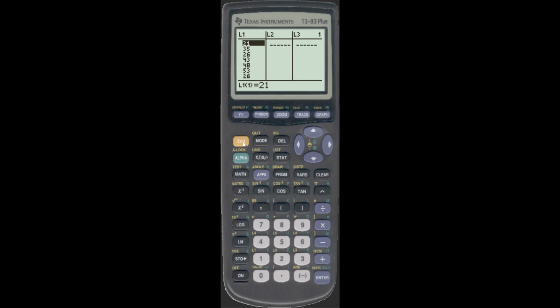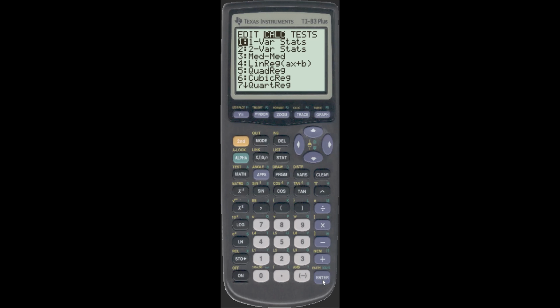Okay, the next thing is to quit. To quit, you hit second, quit, and you go back to your home screen, which you might think, why did I enter all the data? You enter the data, then you evaluate the data. To do that, you go to Stat, and this time you go to Calc. Sorry, second quit is above the mode button. Then you hit Stat, go over to Calc, and hit enter on 1-Var Stats.